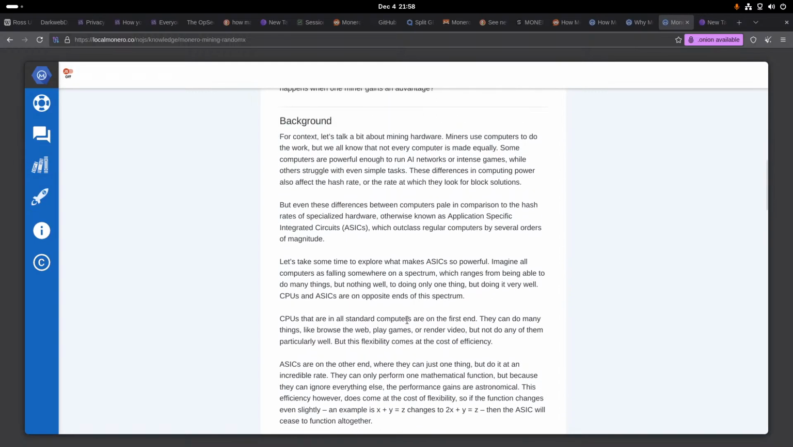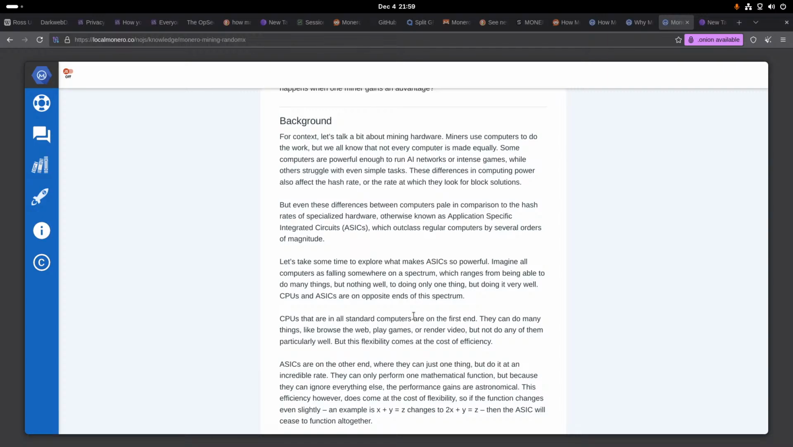Background. For context, let's talk a bit about mining hardware. Miners use computers to do the work, but we all know that not every computer is made equally. Some computers are more powerful, enough to run AI networks or intense games, while others struggle even with the simplest tasks. These differences in computing power are the effect of the hash rate, the rate at which they look for block solutions. But even these differences between computers pale in comparison to the hash rates of specialized hardware, otherwise known as application-specific integrated circuits, ASICs, which outclass regular computers by several orders of magnitude.